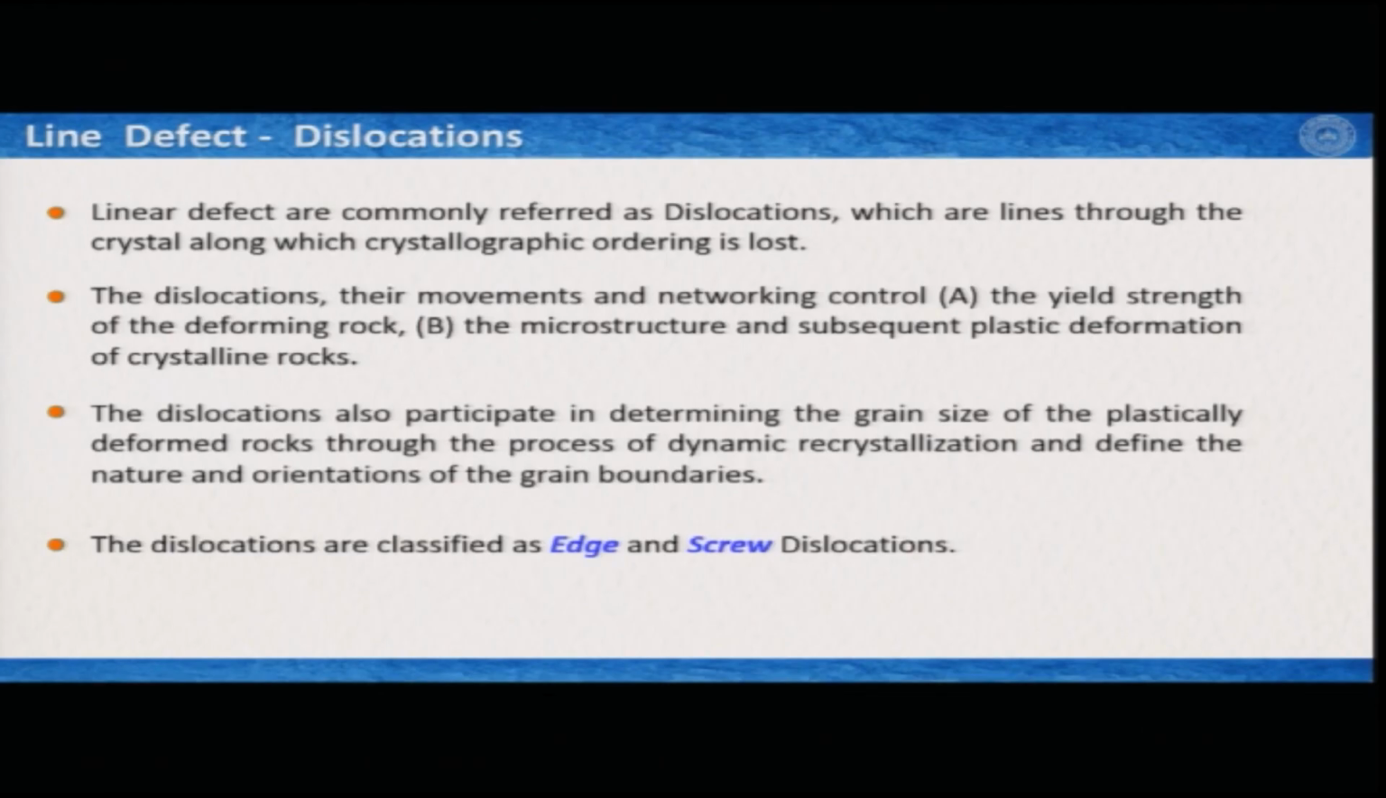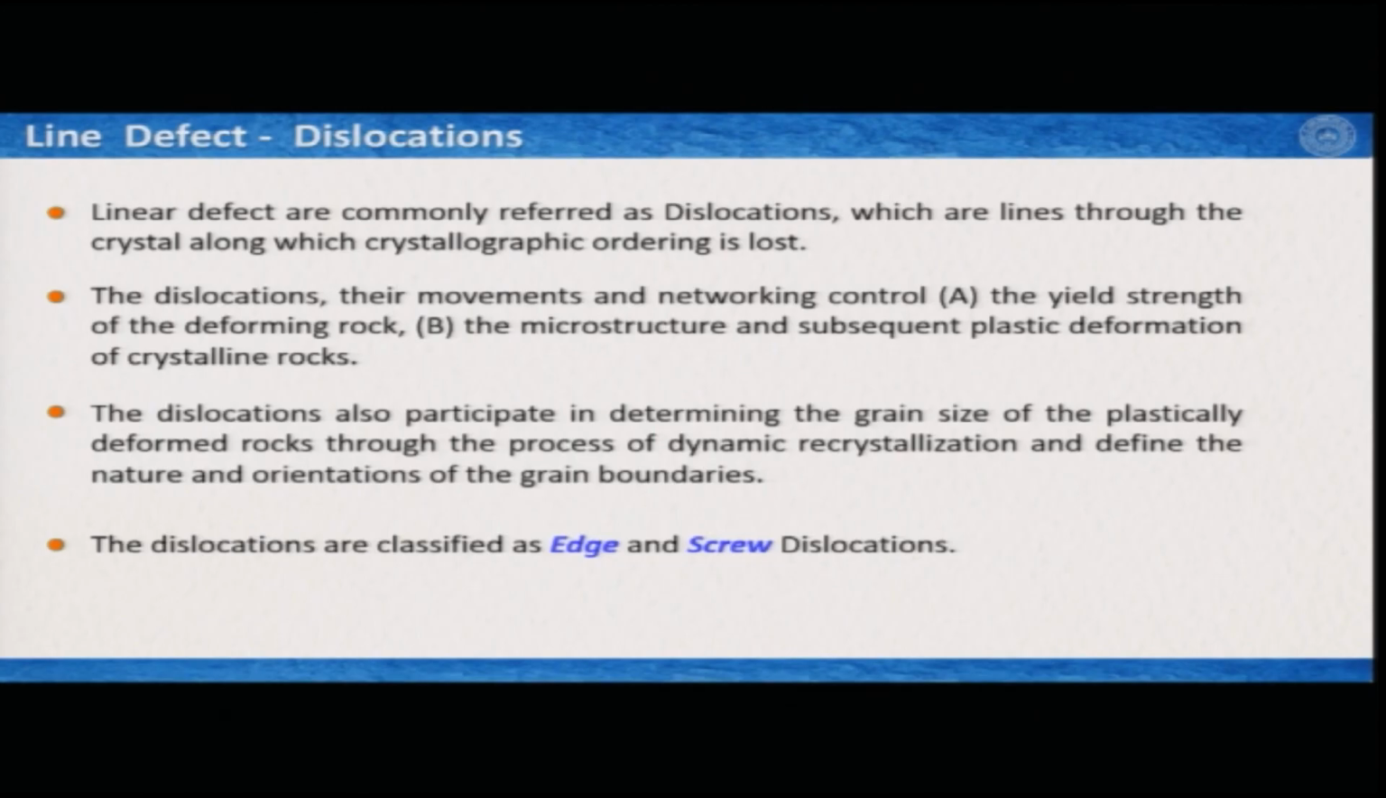Dislocations are very, very important in terms of structural geology. Their movements and networking control many things responsible for the formation of the structures that we see inside thin sections or even large-scale structures. One of them is that they control the yield strength of the deforming rock. So, the strength of the rock is controlled by dislocations and their movements. They also can produce various types of microstructures and subsequent plastic deformation of crystalline rocks.